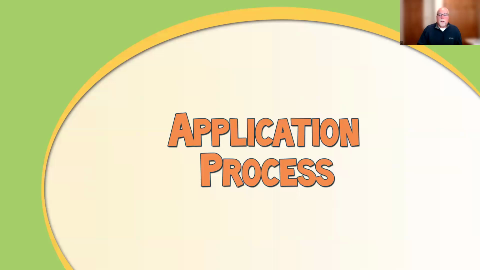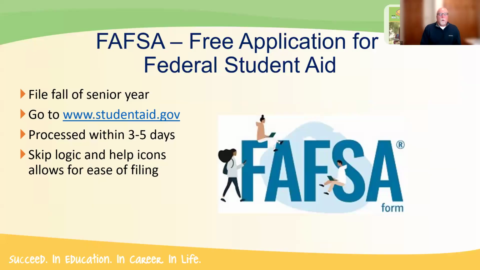So let's talk a little bit about how you would actually apply for financial aid. What you would do is go to the Department of Education website. The address is studentaid.gov. Notice it gets processed in approximately just under a week or so. And this application has what they call skip logic, which allows the student to skip questions later on based on the answers that they provide in the application. So again, the website is studentaid.gov.